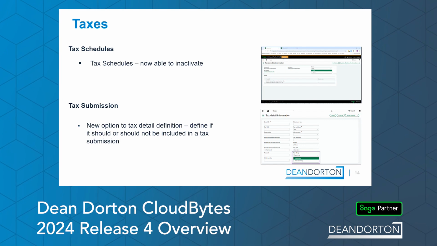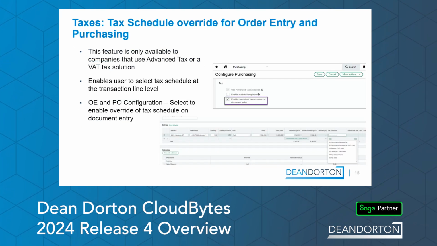Tax schedules, you've got an ability now to inactivate those tax schedules if you're not working with them anymore. And then there are new options for the tax detail definition. You can define if it should or should not be included in a tax submission. So you may or may not want some of your tax details. Let's say a North Carolina tax schedule could be comprised of a North Carolina tax and a county tax and all of that. You've got a lot more control over how they're used, how they're maintained, and whether or not they are in certain reporting requirements as well.